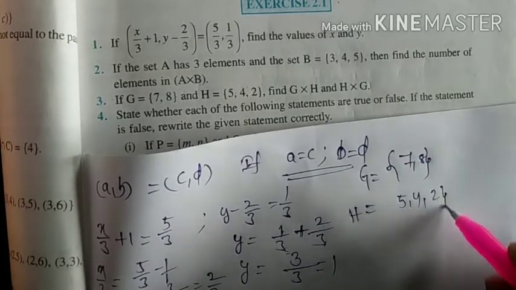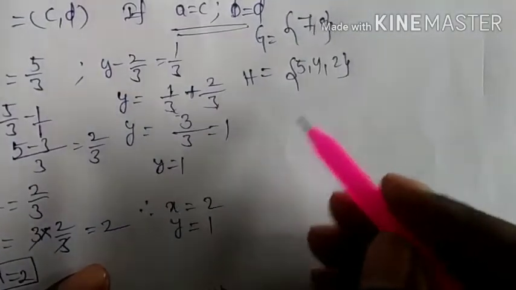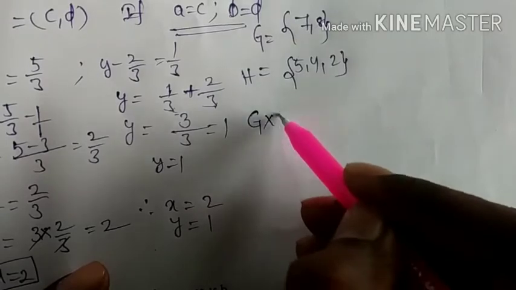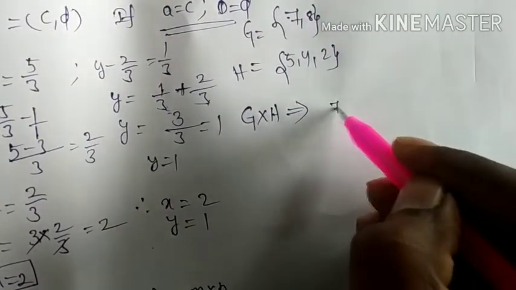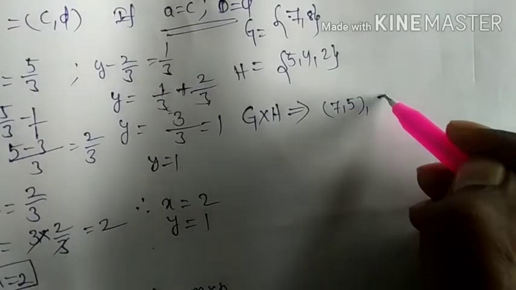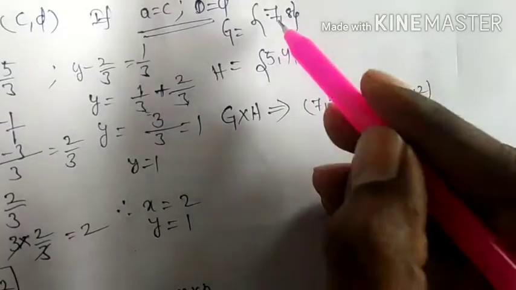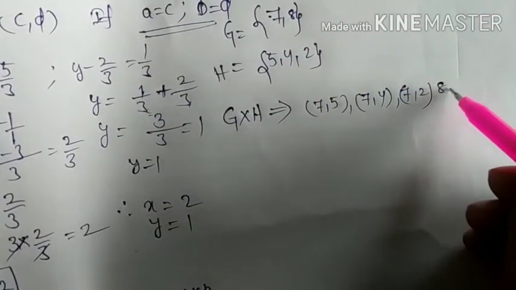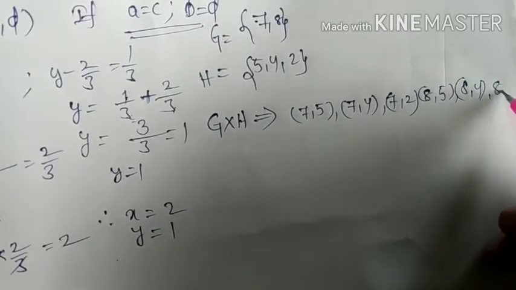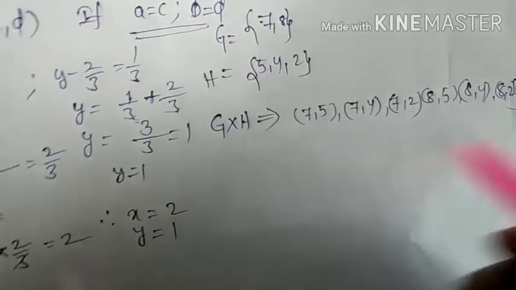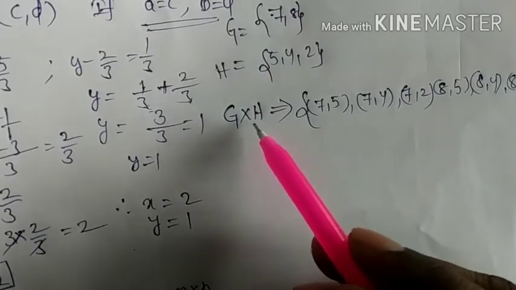So let's see. G = {7, 8} as given and H = {5, 4, 2}. First you need to find G cross H. That is the first question. So G cross H means (7, 5), (7, 4) and (7, 2) according to the definition. Next (8, 5), (8, 4) and (8, 2). Okay, in this way you have to find G cross H.